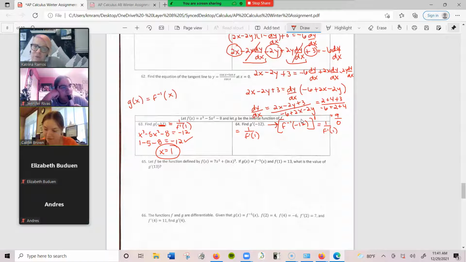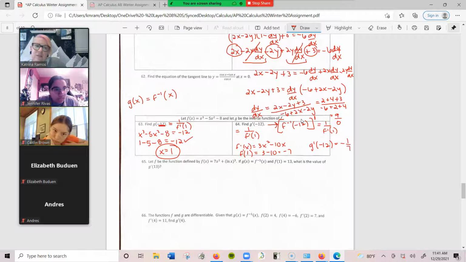So then you take the derivative of f of x, right? So f prime of x would be 3x squared minus 10x. And then you plug in the 1. So it'll be 3 minus 10, which is negative 7. So g prime of negative 12 is going to be 1 over negative 7, which is negative 1 over 7.